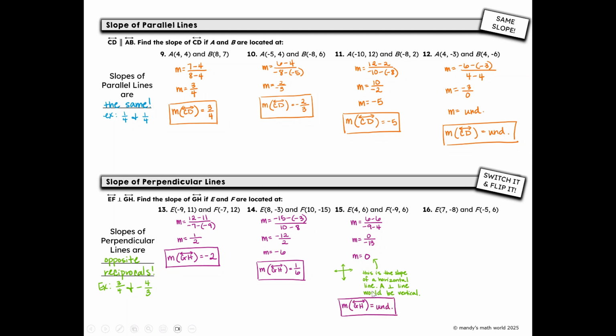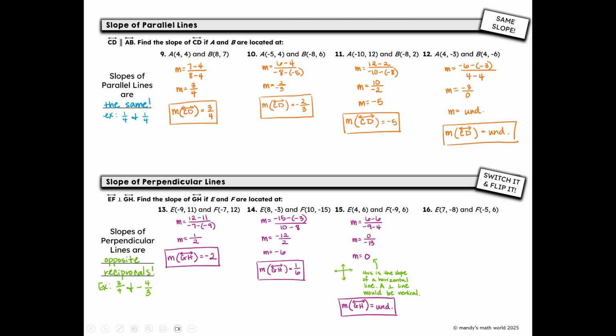So I went ahead, if you want to pause the video and write this down, this is the slope of a horizontal line. A perpendicular line would be vertical. I went ahead and drew a picture. Visuals are really great. Horizontal line, vertical line, slope of this line is undefined.